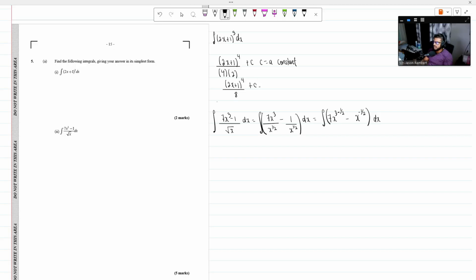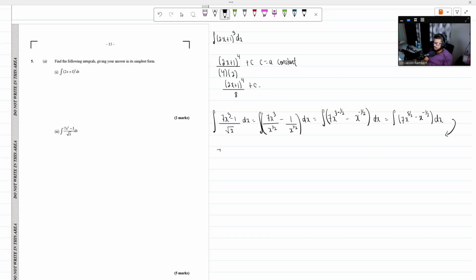3 minus a half, 3 take away a half is 2.5, which is what? 5 over 2. So I get the integral of 7x to the power 5 over 2 take away x to the power minus a half dx. And here it's easy to go ahead and integrate it.